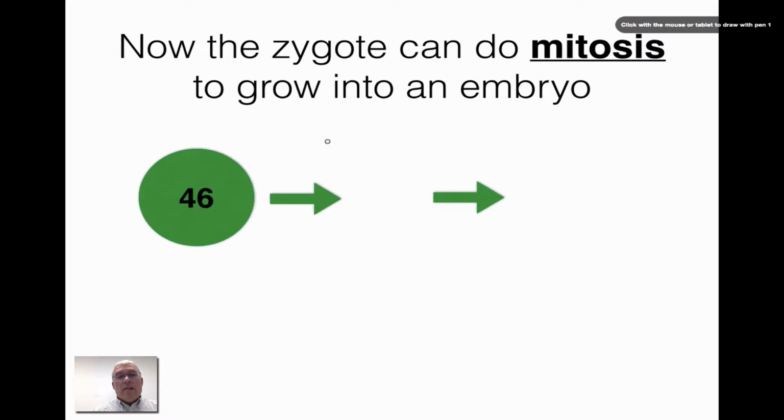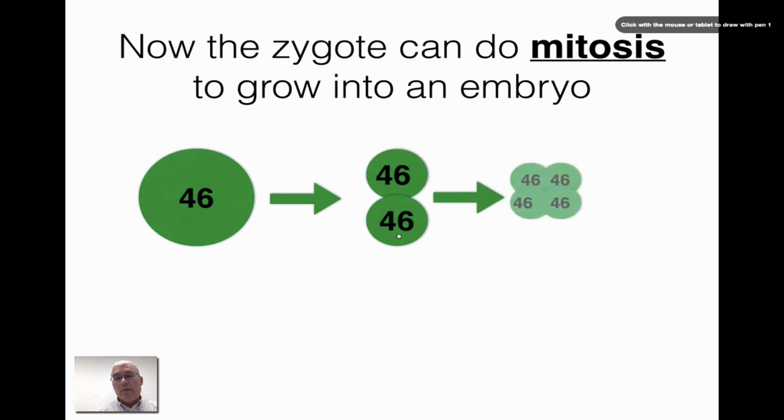Now, the zygote goes through mitosis, as I said, to grow into an embryo. So you start out with a single zygote cell. In the case of a human, it's 46 chromosomes. It's going to go through mitosis and divide into two cells, each with 46 chromosomes. And it's going to continue to go through mitosis. And here we have 4 cells, each with 46 chromosomes. You know you're looking at a mitosis process when the division produces identical daughter cells. So in each of these cases, we're not changing chromosome number. The number's staying exactly the same.